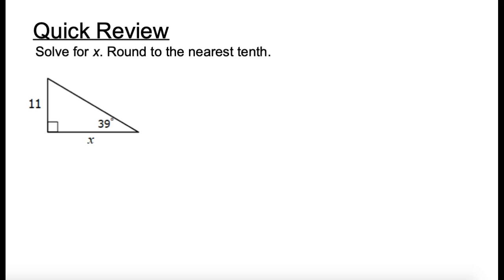All right, let's continue with our trigonometry section. So, just a quick review. If I want to solve for this missing side in this right triangle, the first thing I want to do is label the sides of the triangle.